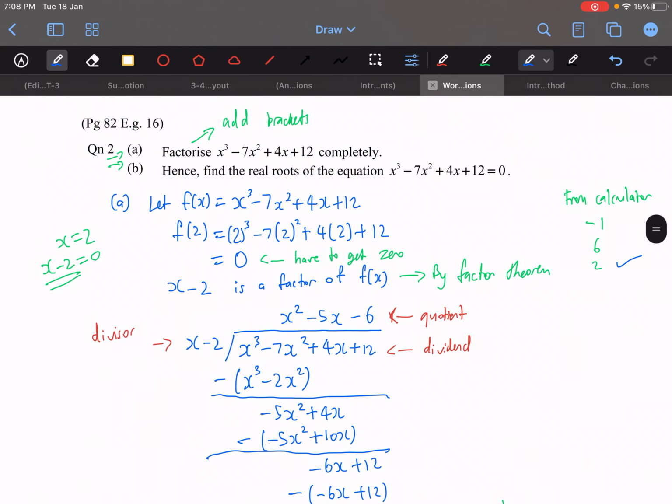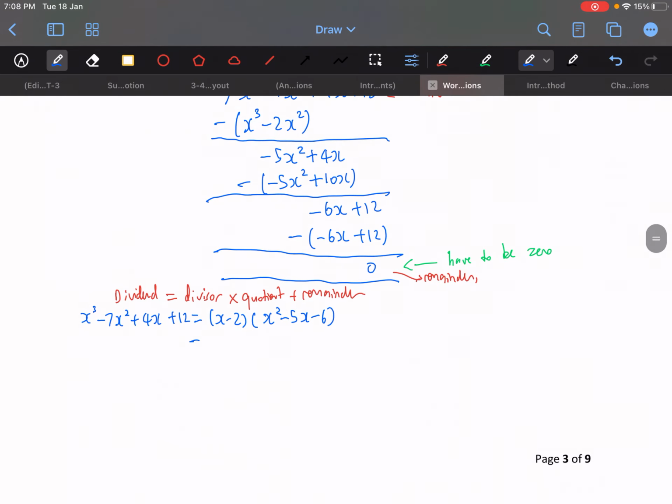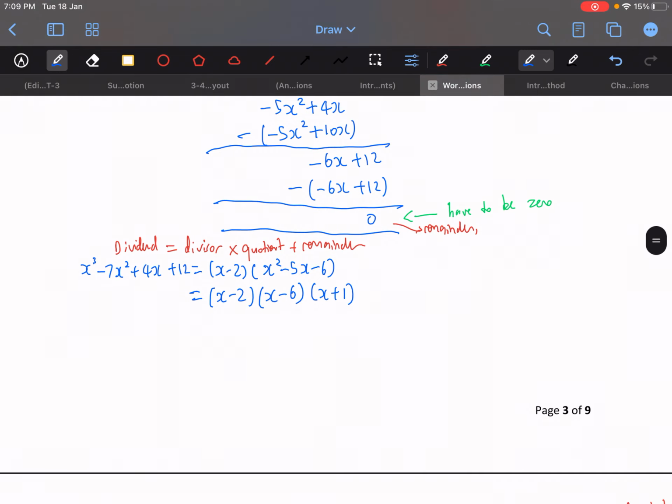They ask you to factorize, but remember they use the word completely. So we look at x squared minus 5x minus 6. We actually know that we can further factorize it. So we will have x minus 6 and x plus 1. This one is using your sec 2 factorization, either your cross method or your multiplication frame. So now, this will be the answer for your part A.